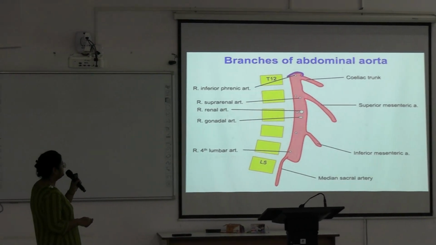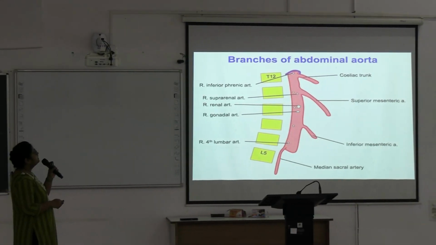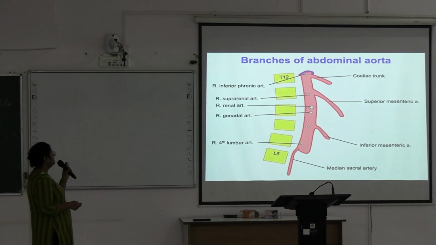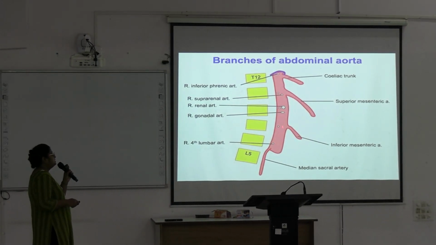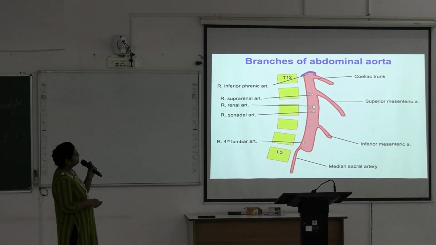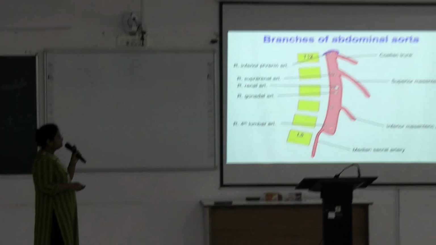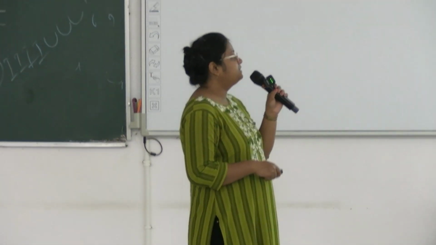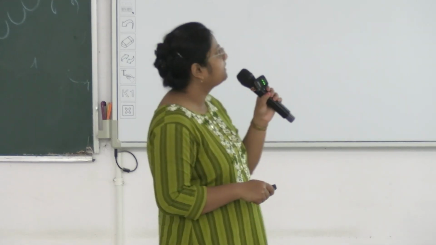So ventral branches have been shown here. See, this is celiac trunk arising at the level of T12. Arising at the level of L1, this one is superior mesenteric. Here is the inferior mesenteric arising at the level of L3. Okay, and at the level of L4, it is dividing into two common iliac. And from the posterior aspect, here arises the median sacral artery.